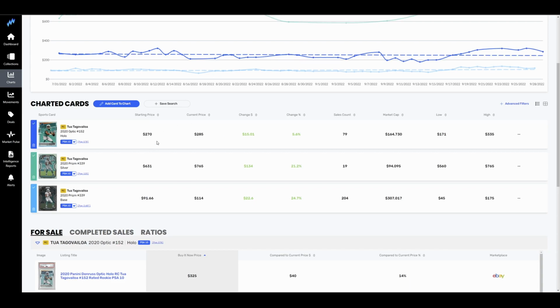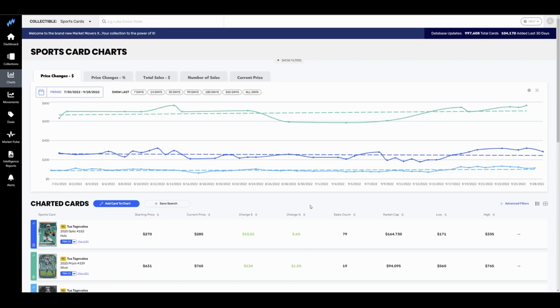We are looking at his Optic Hollow, his Silver Prism, and his Base Prism PSA 10. I did not include Optic Base on this one. Generally speaking, up about 20%, 10 to 20%. His Hollow's up a little bit less, but Silver Prism's up 20%. Base Prism is up 25% since the National.